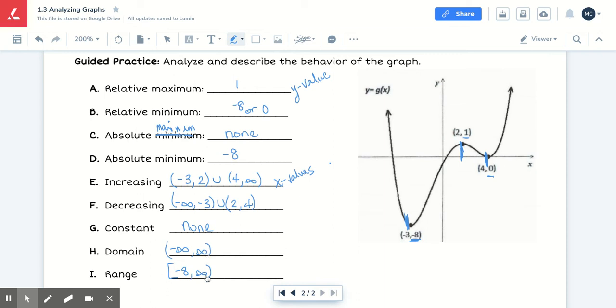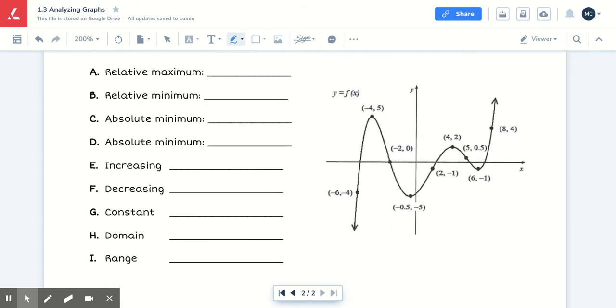There's one more guided practice problem for you here. So a second graph. Similarly, this should say maximum, not minimum. It's very hard to write on the screen here. All right, so that one's maximum.